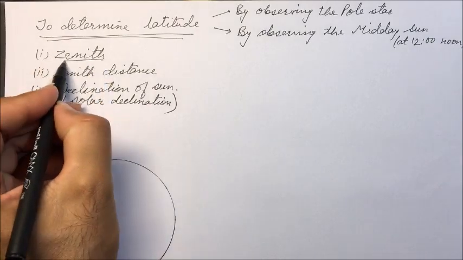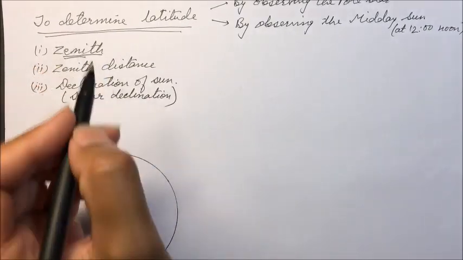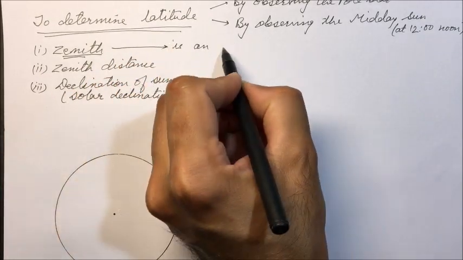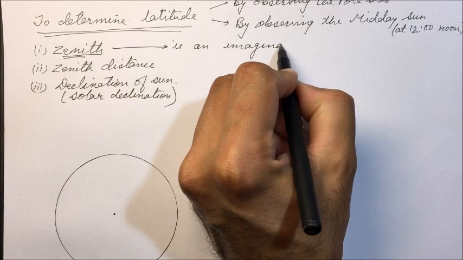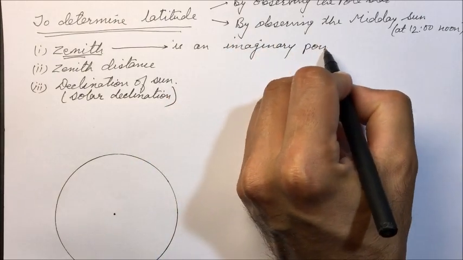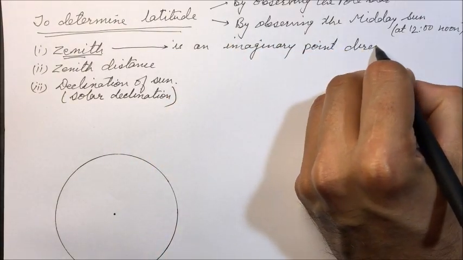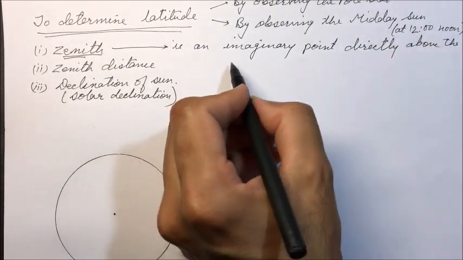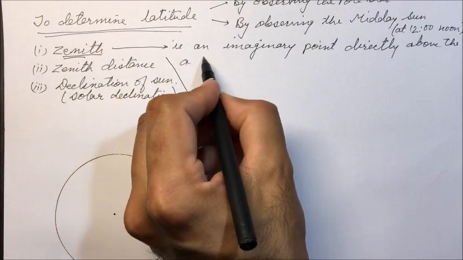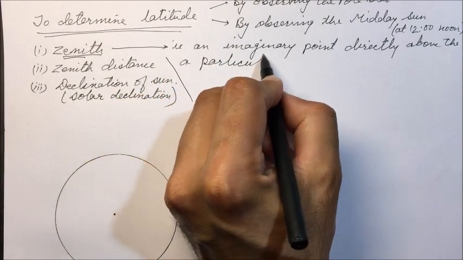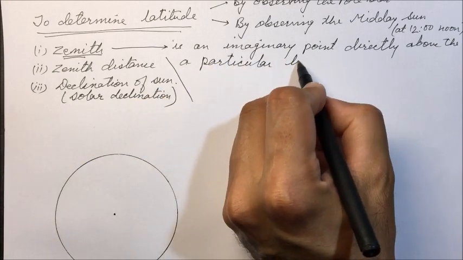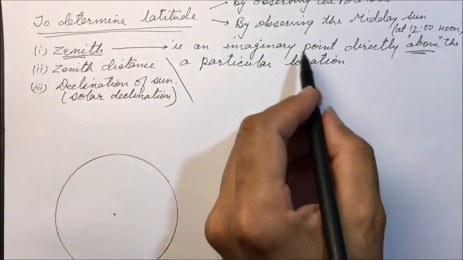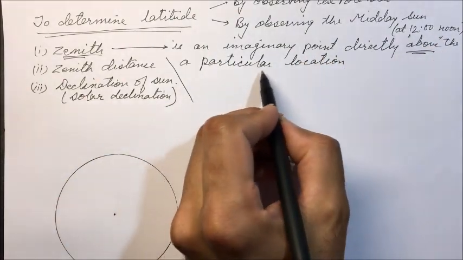So let's start with zenith. So zenith is what? It is an imaginary point directly above a particular location. So it is an imaginary point directly above the particular location.